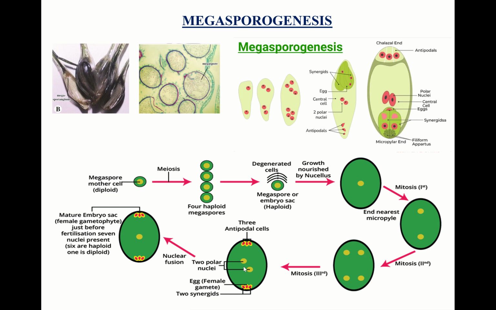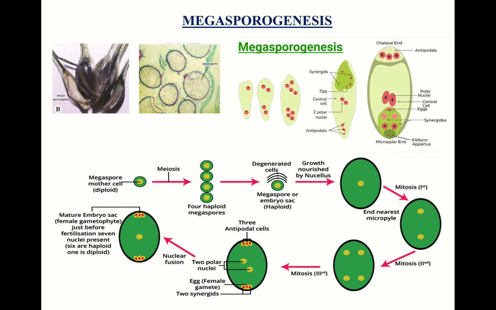Now how you count the 7 cells is that these 3 are antipodals, 3 in number. And this is a central cell, so it is 4, 5, 6, 7. So it is an 8 nucleate, 7 celled structure. Here the two polar nuclei fuse to form one central cell. It gets fused to form the matured embryo sac. Okay, so that's it about the megasporogenesis process.